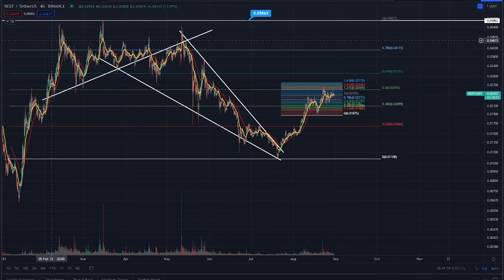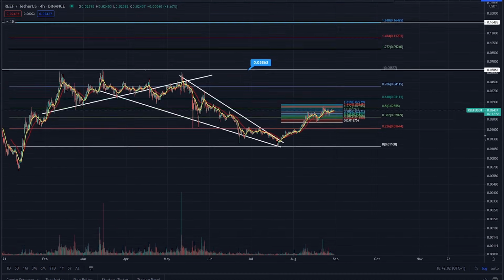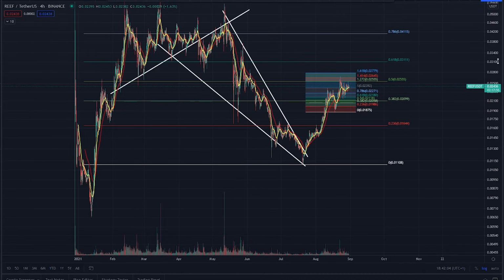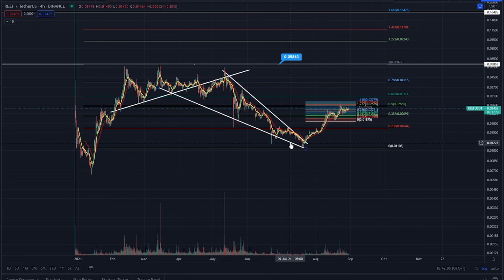The ticker is Reef, and it's against USDT. I did do an update on this previously. You've broken out of some kind of falling wedge, a reversal pattern. You're coming up.